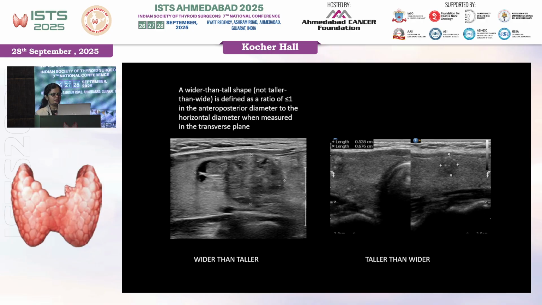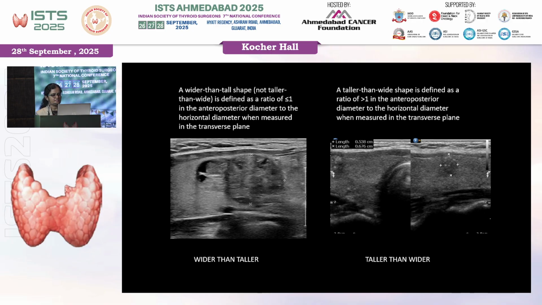And similarly for taller than wider, like this nodule on the right, the anteroposterior diameter is more than the horizontal diameter, so the ratio is more than 1. Now, what happens if it does not fall into the two categories? If it's a completely round nodule where both distances, transverse and anteroposterior, are the same, then you assign 0 points and call it a not wider than taller nodule. So points would be 0 only, but the definition would be a not wider than taller nodule.